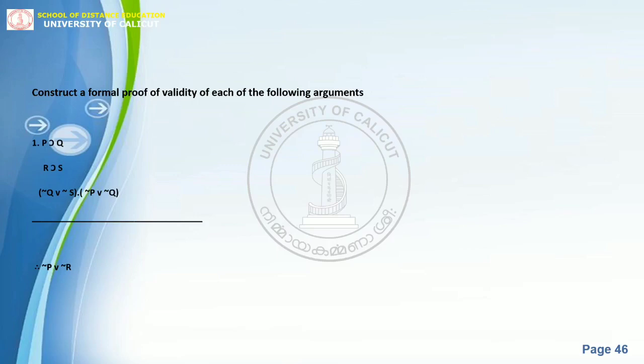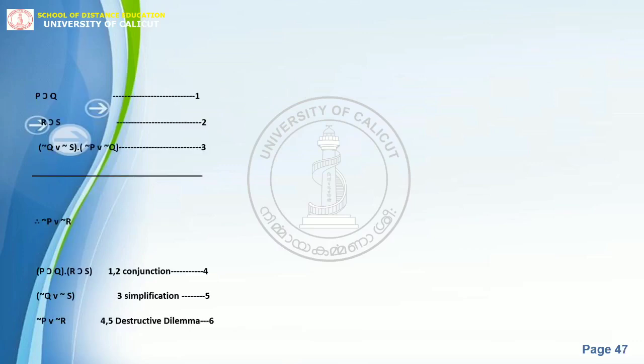For that we have to remember the 9 rules of inference. Which rule should we apply first? First of all we have to put the index: the first statement given is 1, the second is 2, the third is 3, and the conclusion need not be numbered. The first step is to think about what answer we should get, that is negation P or negation R.